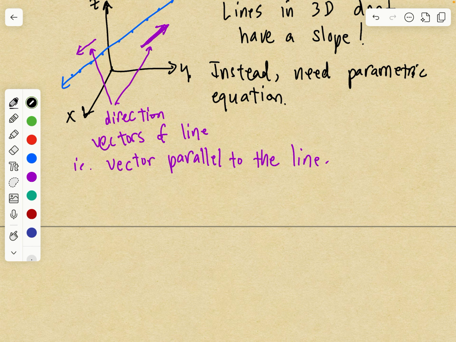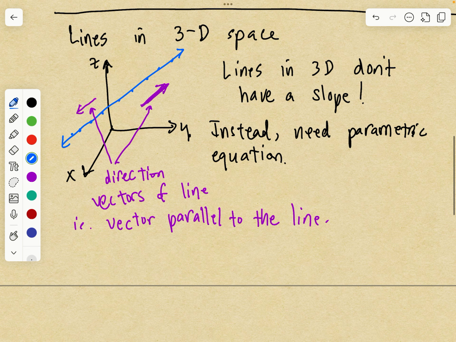If you have a point on the line, let's go back to this example. Let's say you have a point P that's on the line, and you have a vector, let's call it v, that's parallel to the line. You can describe all the points on this line by this equation: r of t equals OP, where O is the origin, so you take the vector OP, the vector from the origin out to P, plus tv. OP plus tv.